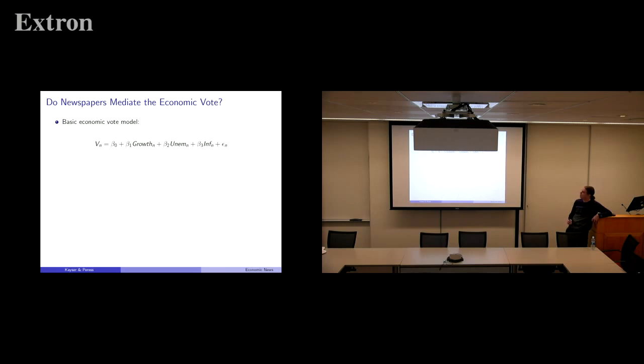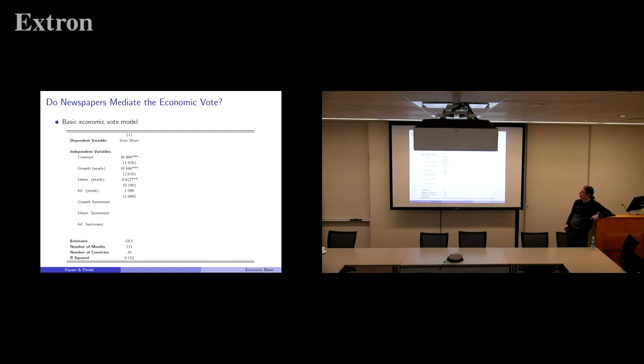Okay, so the last thing we wanted to look at is mediation. Start with the basic economic vote model. So vote share is the dependent variable, growth, unemployment, and inflation are the controls. These are the same results I showed you earlier, just restricted to those 16 countries. You can see that the inflation coefficient is no longer statistically significant, but we still see an effect for growth and unemployment. That 211 sample size is going to cause problems, because once we start restricting that to the elections where we actually observe the newspaper data, that's going to become even smaller and we're going to have power problems.